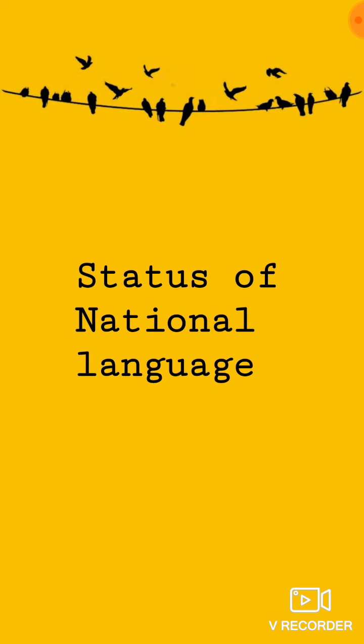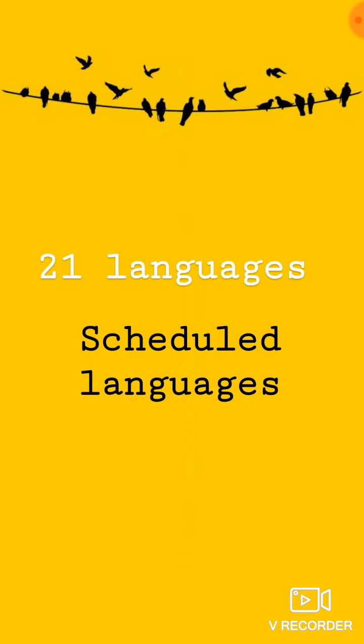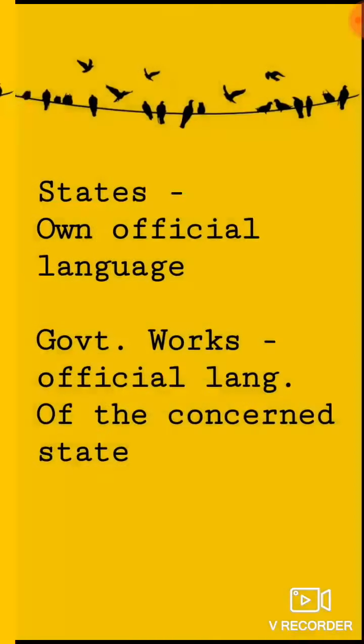In India, the status of national language was not given to any particular language. And you know what? Hindi was identified as the official language. But the problem is only 40% of the people had Hindi as their mother tongue. So, reminding people, they were protecting their own languages. Apart from Hindi, there were 21 languages which are called scheduled languages by the constitution. Suppose you are going to write any central government exams, you can take any of these 21 languages along with Hindi. So a candidate going to appear for a central government exam can choose any of these languages.